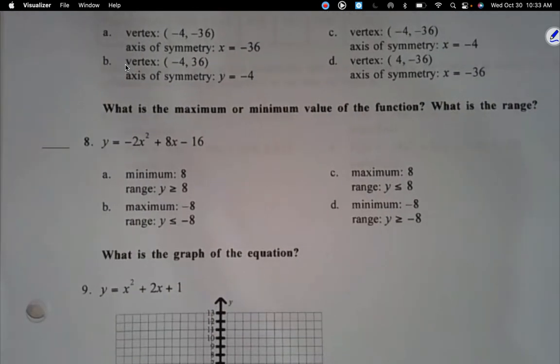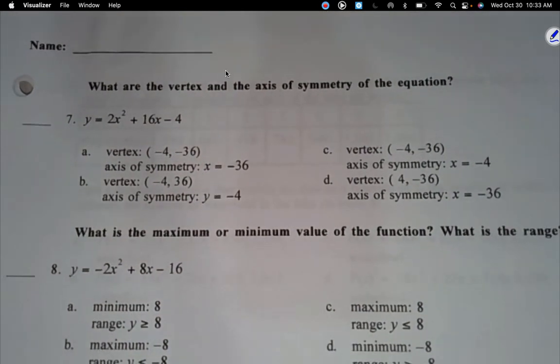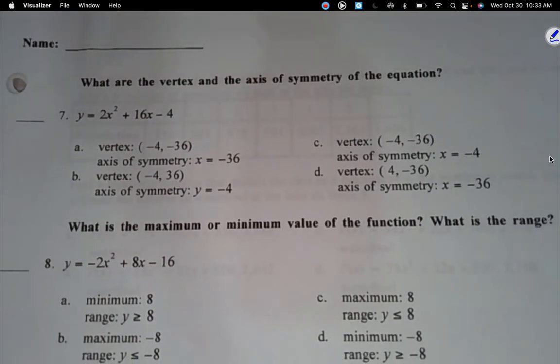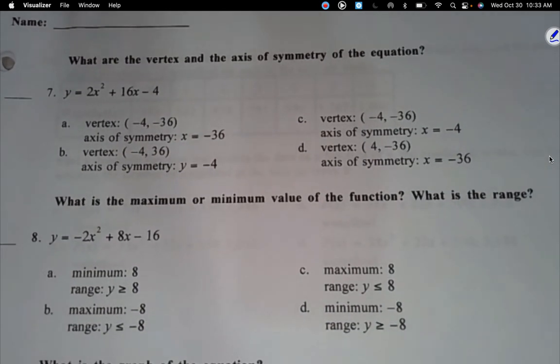Okay? On this one, how do you find the vertex? Gosh, what can you do on this one? Put it in your calculator. Yeah, find the maximum or minimum, right? It'll tell you the axis of symmetry is at the x or the y value? X value. It's got the X in there. Axis of symmetry, X value.